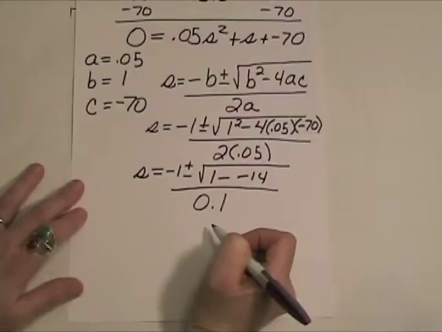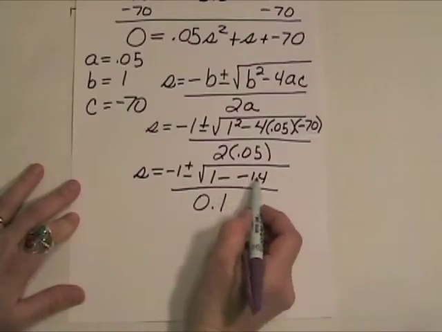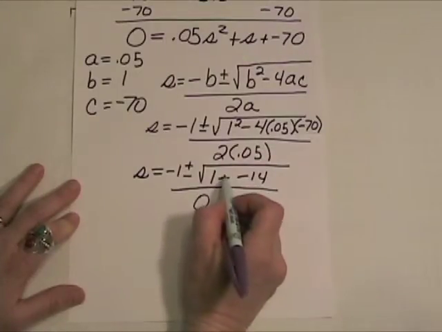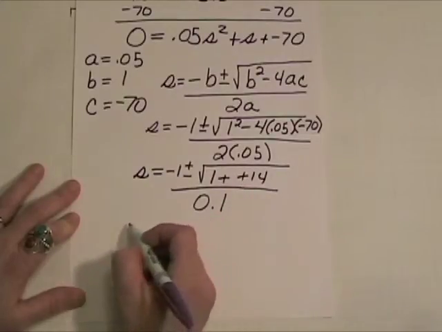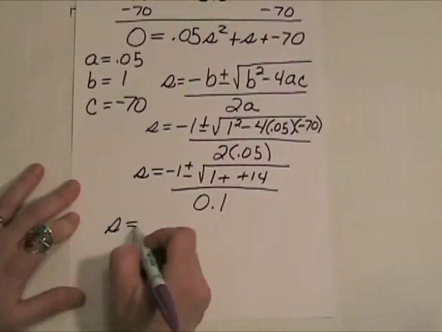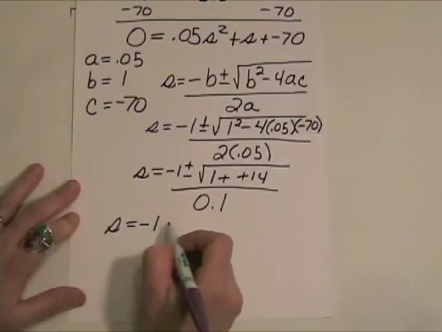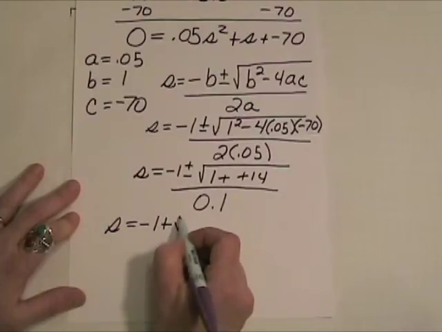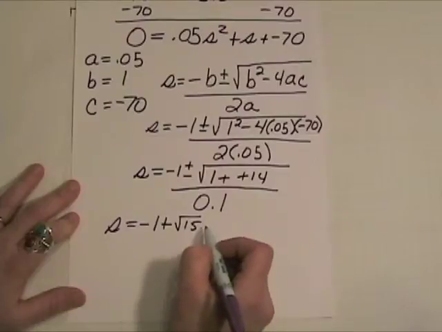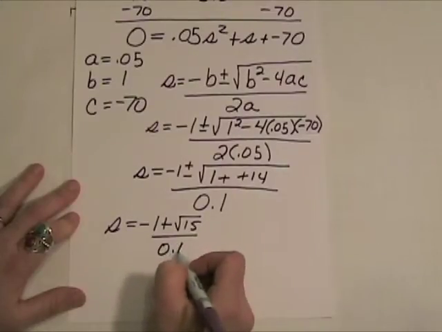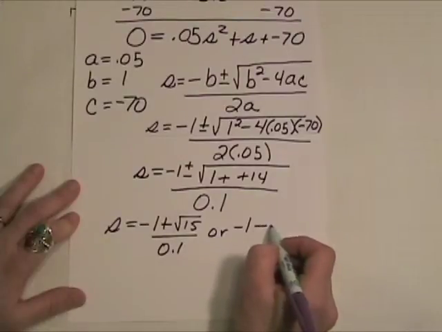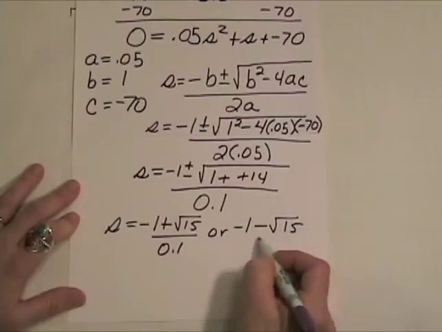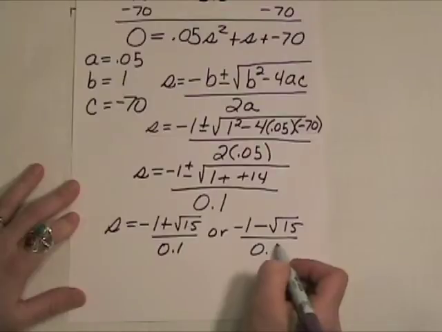Alright, so let's see. 1 minus a negative 14 is the same thing as 1 plus a positive 14. So we're looking at 15 underneath the radical sign here. So the speed of the vehicle is going to be equal to negative 1 plus the square root of 15 over 1/10, or negative 1 minus the square root of 15 over 1/10.